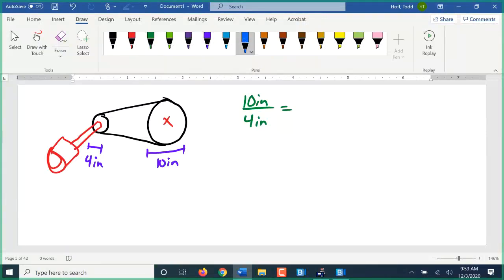The inches cancel out, they divide out, and both of those numbers divide by 2. 10 divided by 2 is 5, and 4 divided by 2 is 2. So we have a 5 to 2 pulley ratio there. Again, that describes the ratio of the speeds, the ratio of the sizes, torque transfers, and stuff like that.